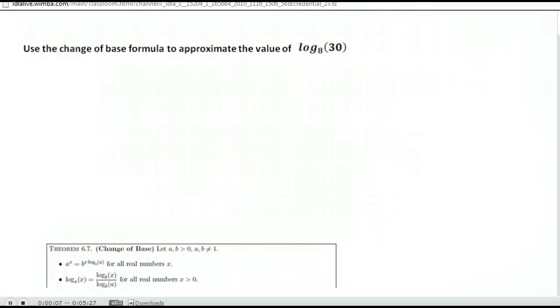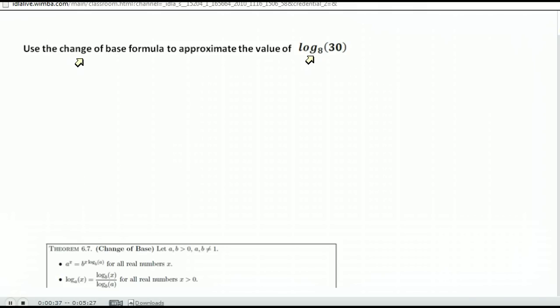Okay, we're going to talk about using the change of base formula because we've talked about how your calculator has log buttons, a button that says LOG on it. It also has a natural log button with LN, but those are the only two logs that your calculator is programmed to find. Log base 10, which is the one when you don't have a base listed, and log base E. So how do we find, when we have log base 8 of 30, how do we find that answer?